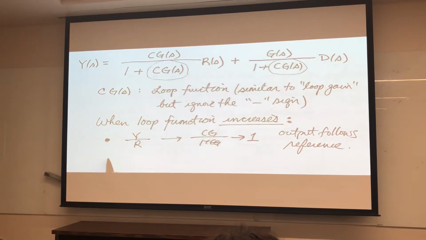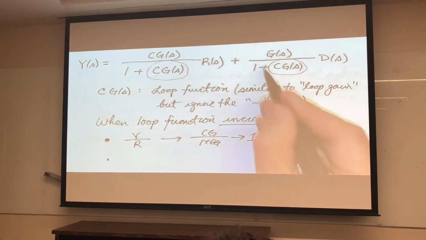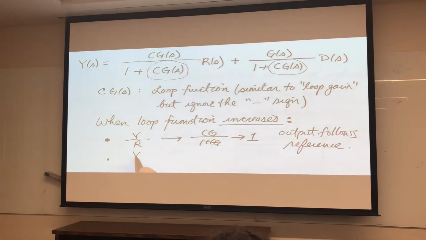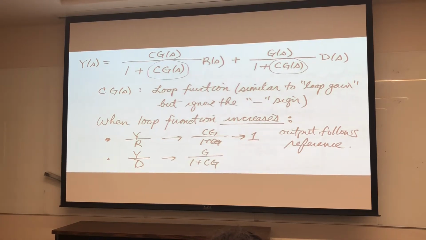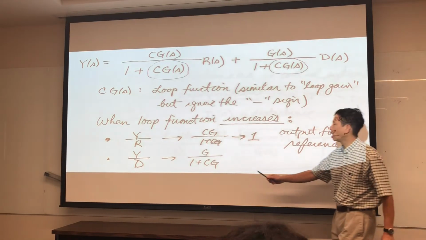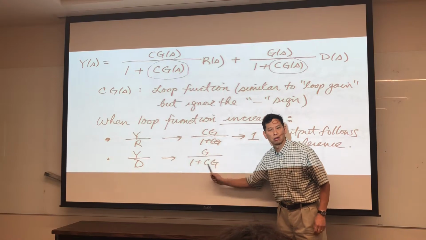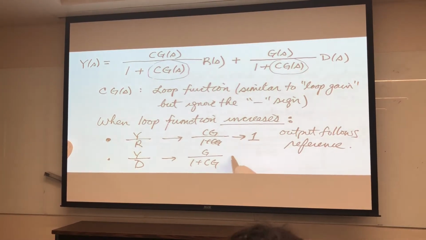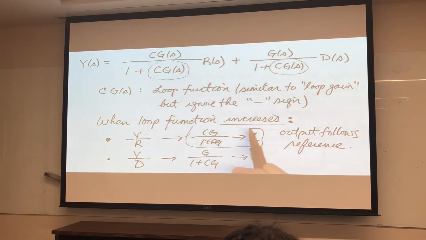But let's take a look at the other function, this transfer function. This transfer function is the relationship between D and Y. And so Y, the effect of D on Y, let's see what is that. That is G over 1 plus CG. As this term becomes large, what does this tend toward? It tends to get smaller. Okay. So this is one effect.